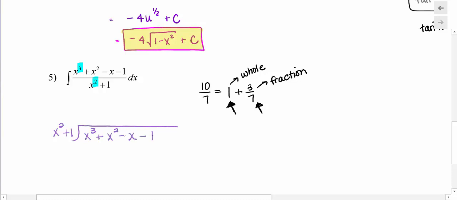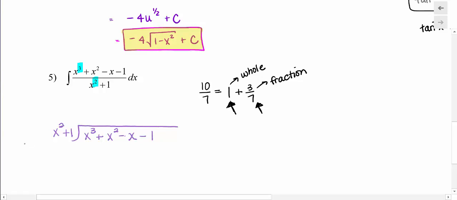Just making sure I'm copying it down correctly. So I'm going to divide x squared plus 1 into that x cubed plus x squared minus x minus 1 to figure out what is that whole part, which I know I can integrate, and then what is that fractional part, which then I'll figure out how I have to integrate.